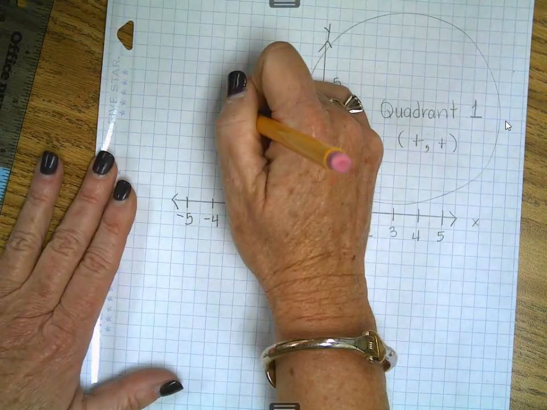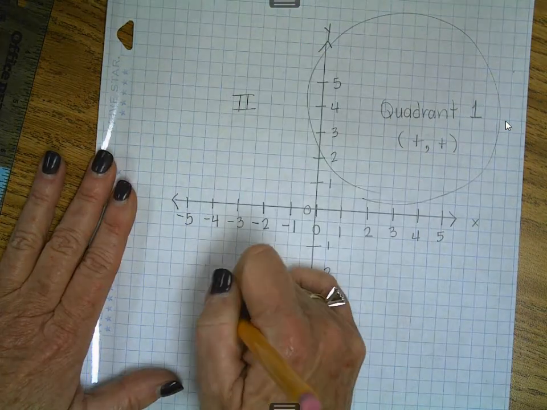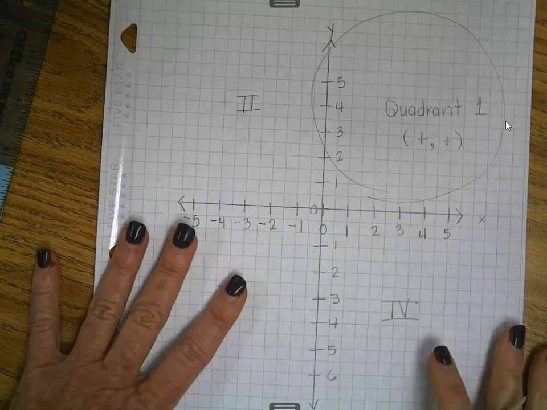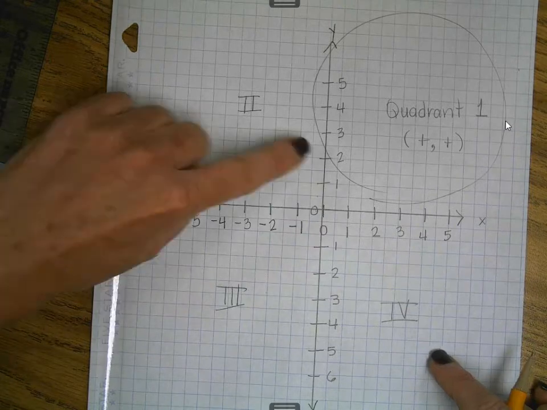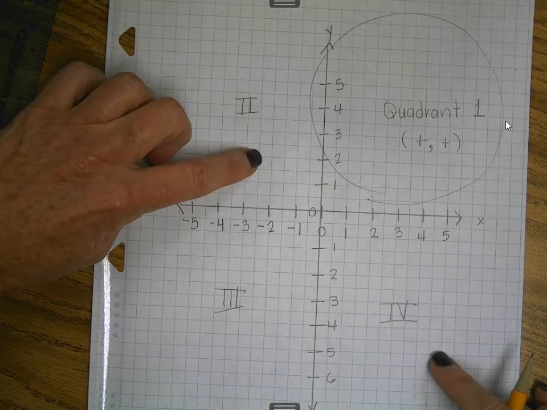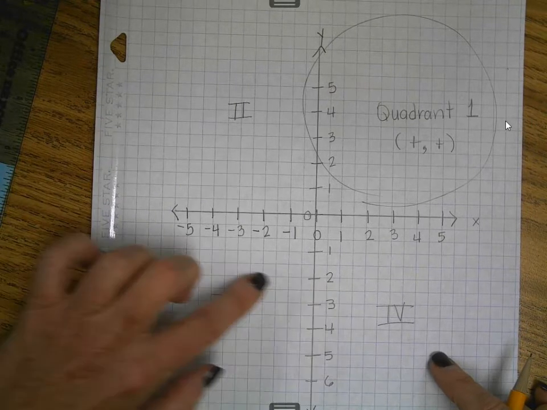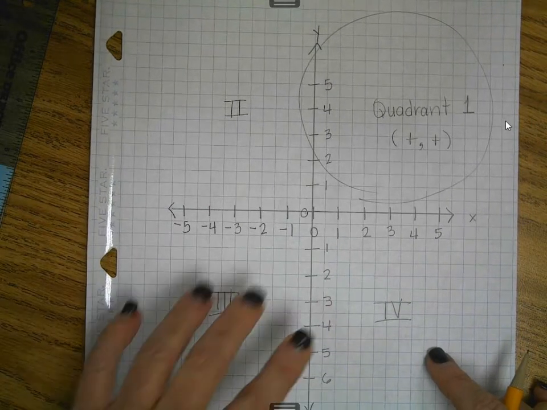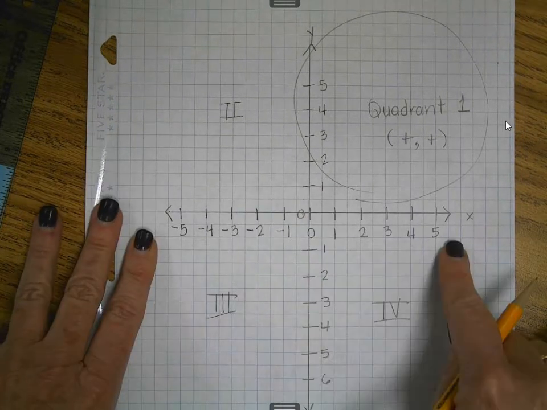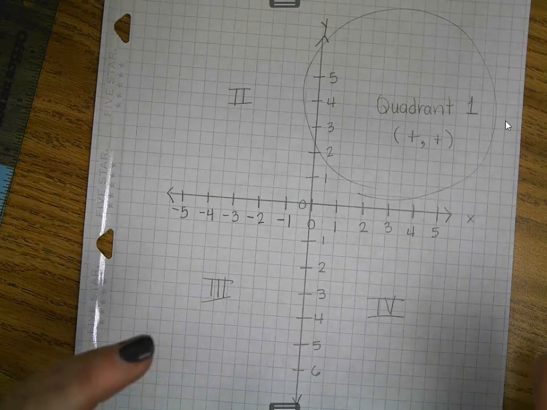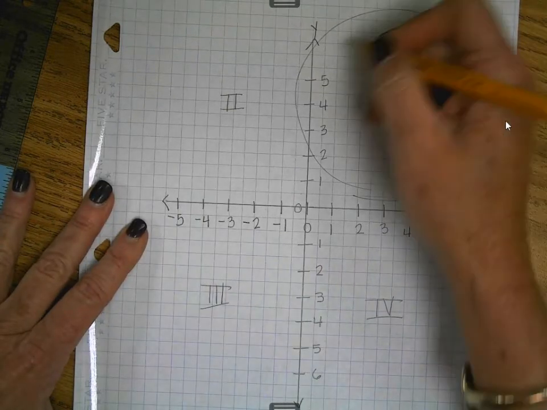Next year, you're going to move over to quadrant 2, quadrant 3, and quadrant 4, but we're not working here this year because quadrant 2 deals with negative numbers on the x-axis and positive on the y. Quadrant 3 has negative numbers on the x-axis and negative numbers on the y-axis. And then quadrant 4 has positive x numbers but negative y. So we only deal with positive numbers, so this is where we're going to be.